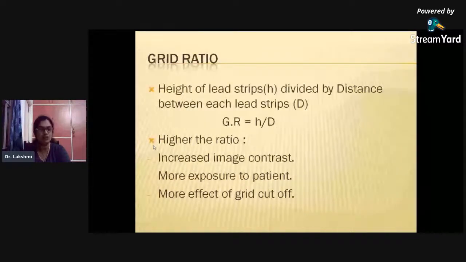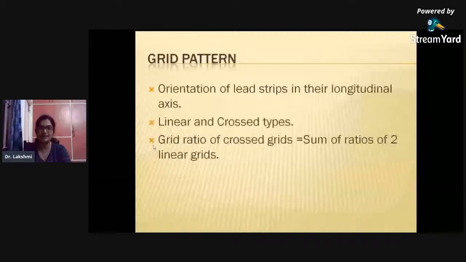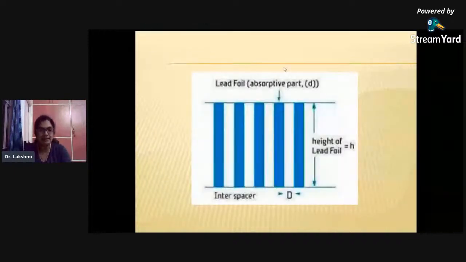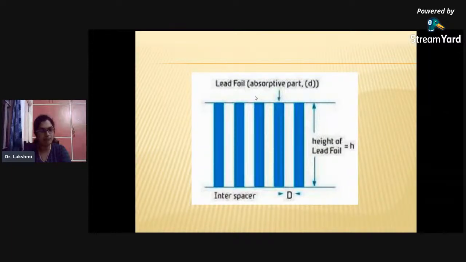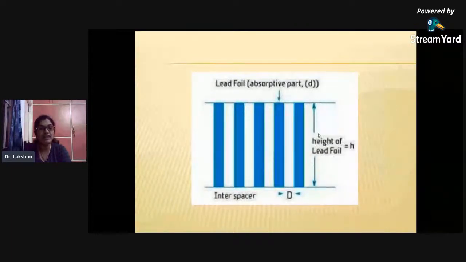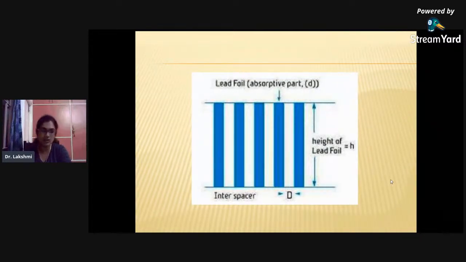Now, let's see what is a grid pattern and cutoff. In this diagram, the blue color represented is the lead foil, the absorptive part over here. The height of the lead foil is represented by small h, and the interspace distance, this white part, is represented by capital D. So this is your formula: h by D is the grid ratio.